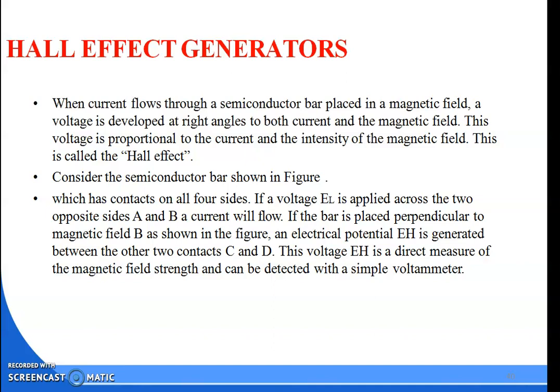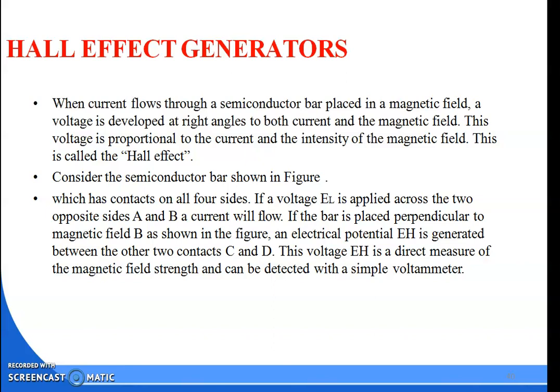So that means when the current flows through the semiconductor bar in a magnetic field, a voltage is developed at right angle to both current and magnetic field. This voltage is proportional to the current and the intensity of the magnetic field. Now, the important things.